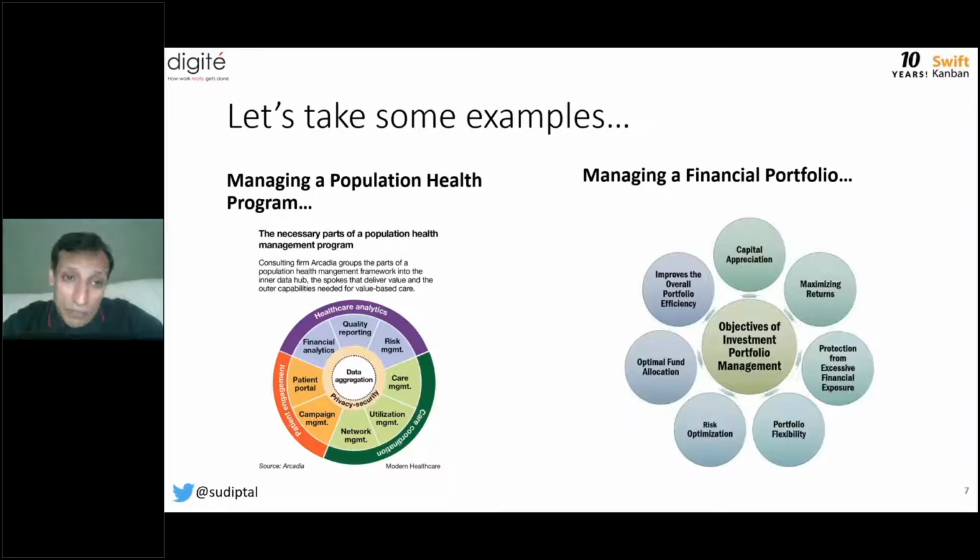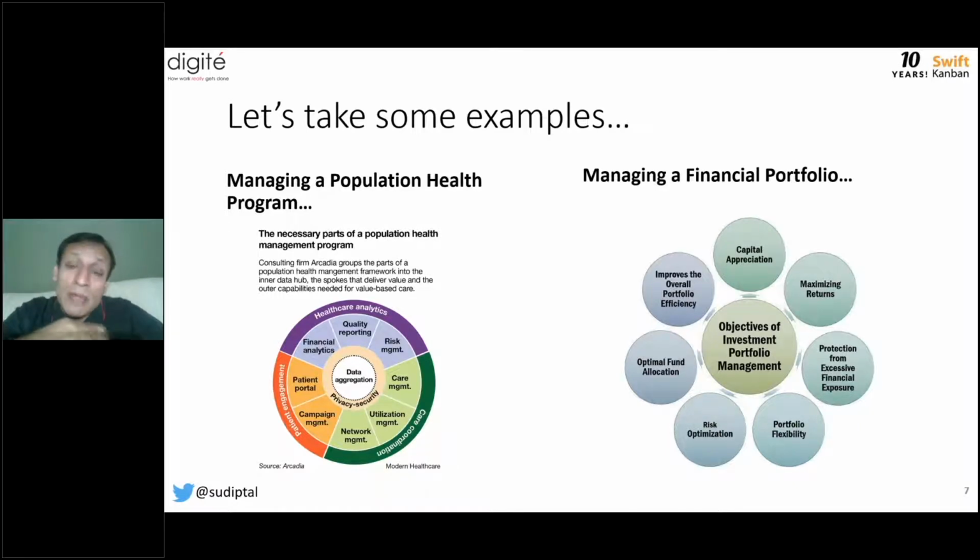Let's take an example. So here's a health program, right? And I'm sure everybody has experienced how their countries have managed the whole COVID program, right? Whether it comes to rolling out vaccinations, how they handle their patients, how they are able to quarantine and localize the spread. So it's not just one faceted dimension that they're looking at, right?